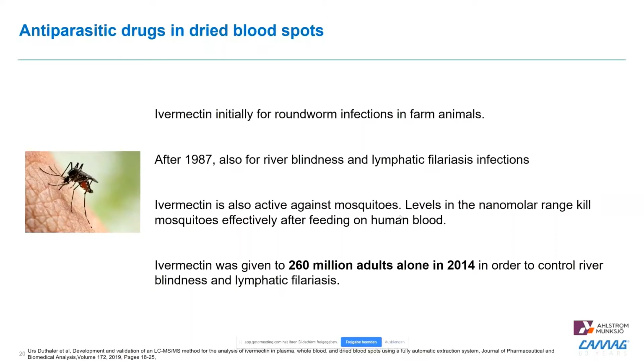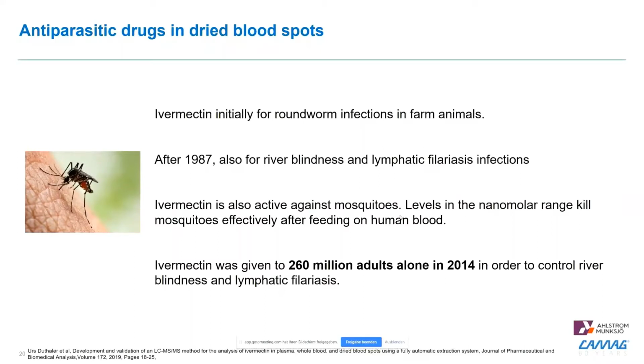And very recently it was found to be also active against mosquitoes, and especially against a certain mosquito, which is the main vector of malaria. So ivermectin was given to 260 million adults alone in 2014, and these numbers increased for river blindness. And one idea to fight malaria is now to really do a mass drug application of ivermectin to many people to really kill those malaria vector mosquitoes.